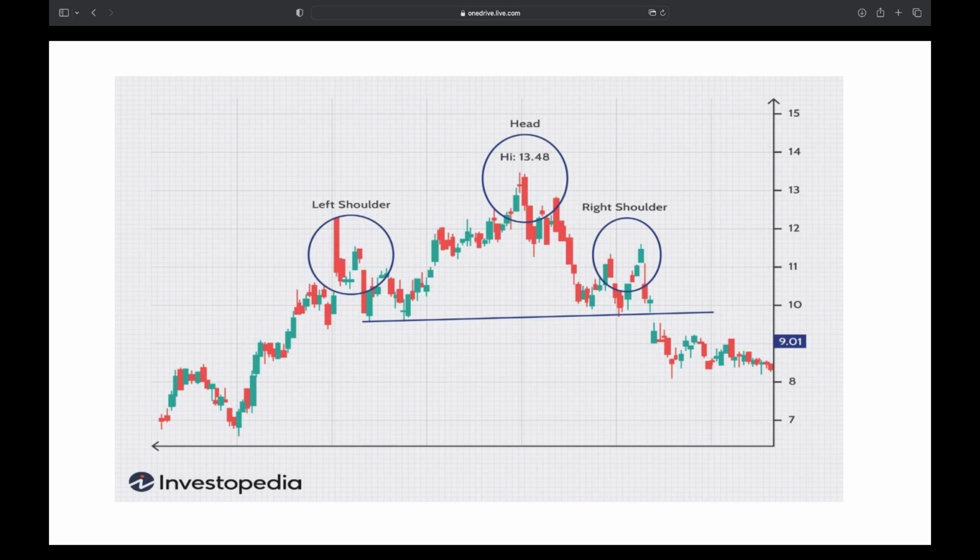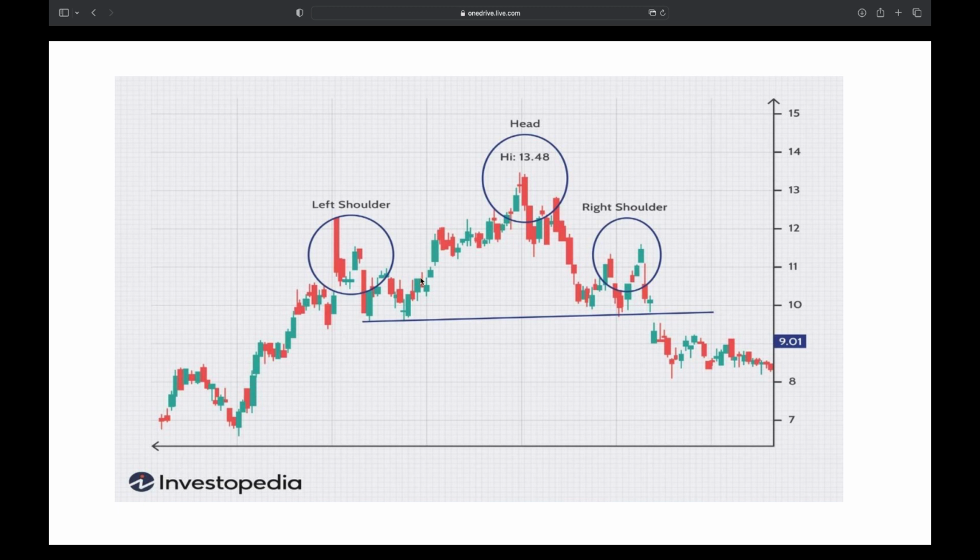Now let's talk about some of my favorite patterns. Also some of the most popular patterns when it comes to day trading. Right here you have a left shoulder. You have a head. You have a right shoulder. This is a head and shoulders pattern. This is the neckline. It broke the neckline. Now we expect it to go on a downtrend.